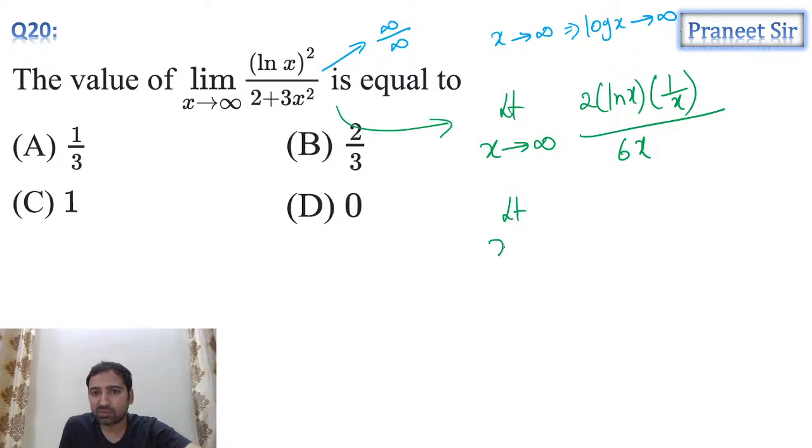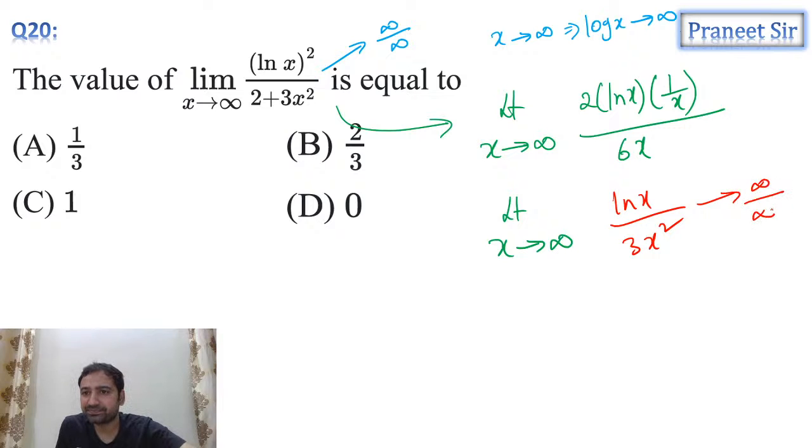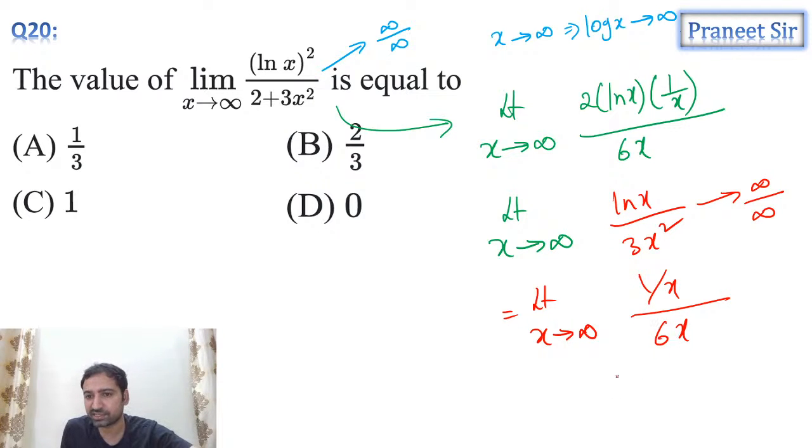Now again, we can convert it as limit x tending to infinite. 2 we can cancel, and then we can write it as log x by 3x square. Again, we are getting infinite by infinite form when we substitute x equals infinite. Now, again apply L'Hospital rule. Numerator differentiation is 1 by x. Denominator differentiation is 6x. Overall, we are getting limit x tending to infinite of 1 by 6x square.